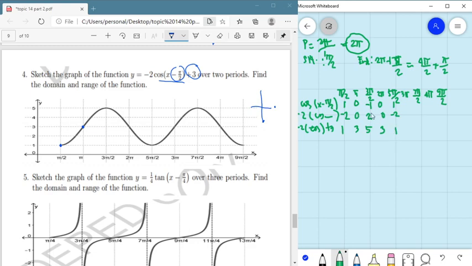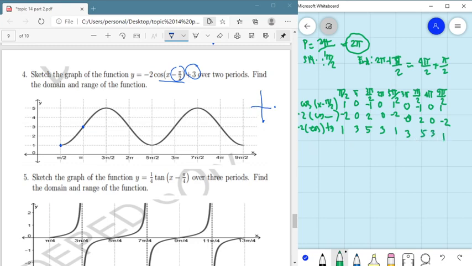So, let's look at it again. After 1 is 0, negative 1, 0, 1. Then 0, then 2, then 0, then negative 2. Then after 1, we have 3, then 5, then 3, then 1.